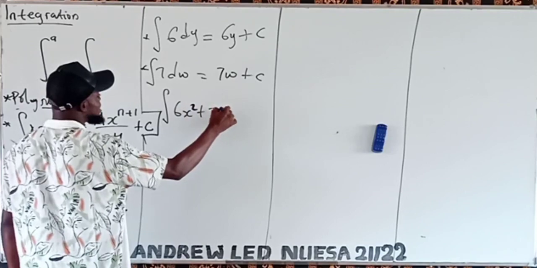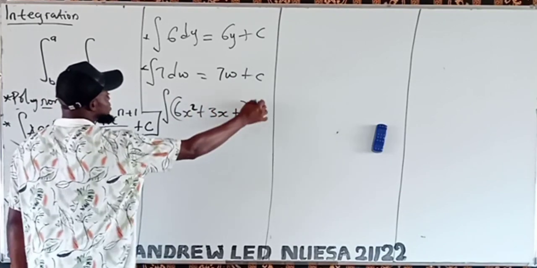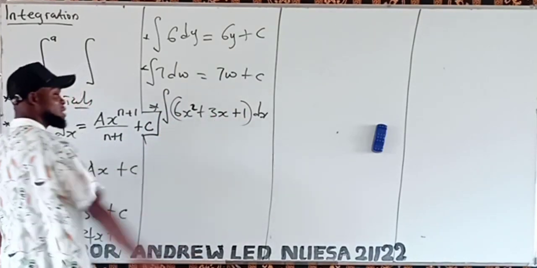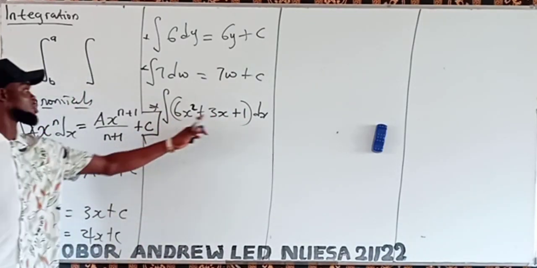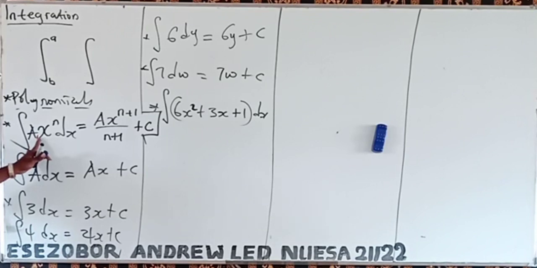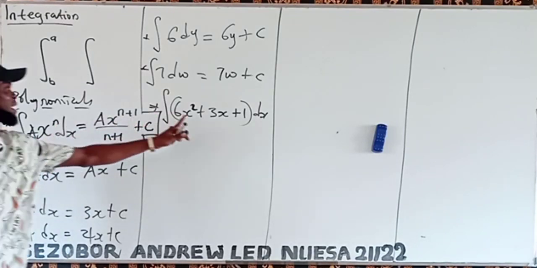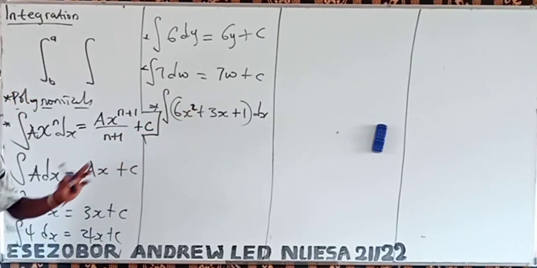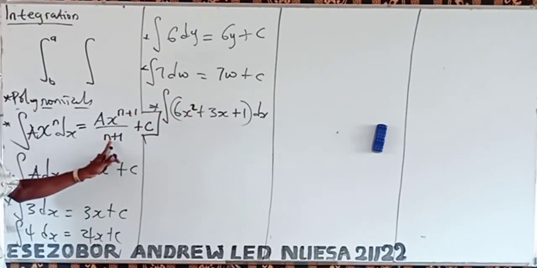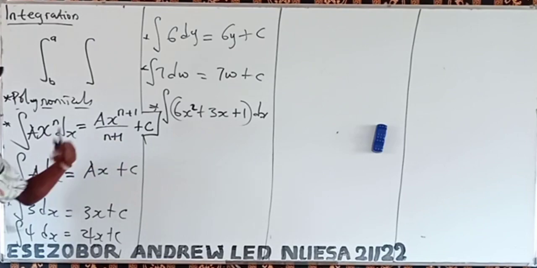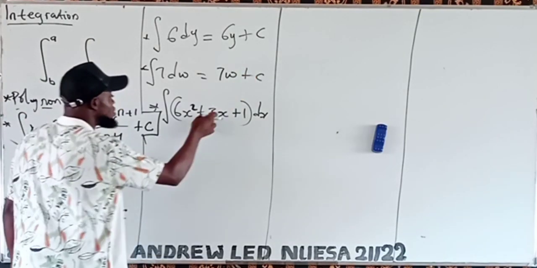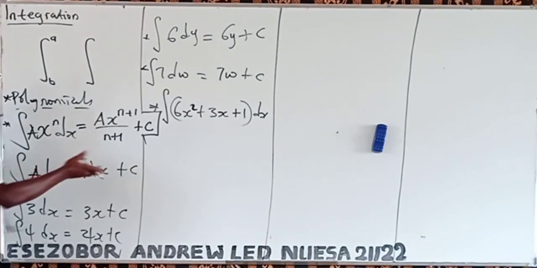Now I'm integrating 6s squared plus 3s plus 1 with respect to s. What will be the answer to this? You integrate each of them respectively. Remember, how do I integrate something that has a power? If the variable is having a power, we add 1 to the power, and you divide everything by that new power. If it's not having a power, you just make a constant there.